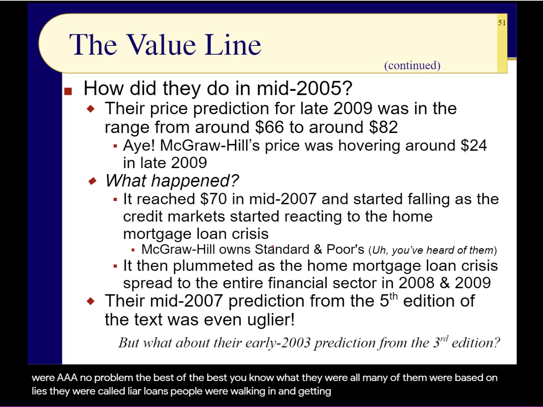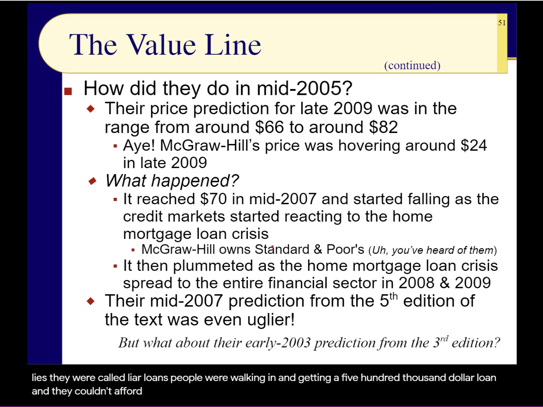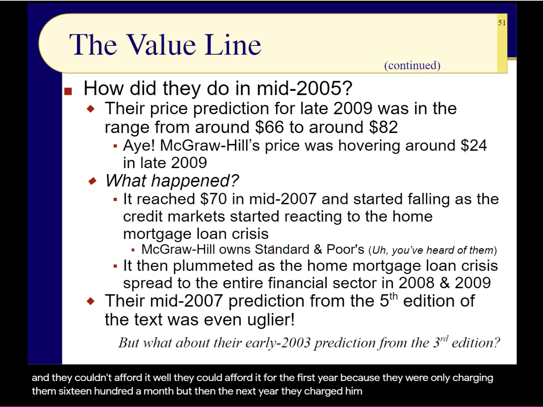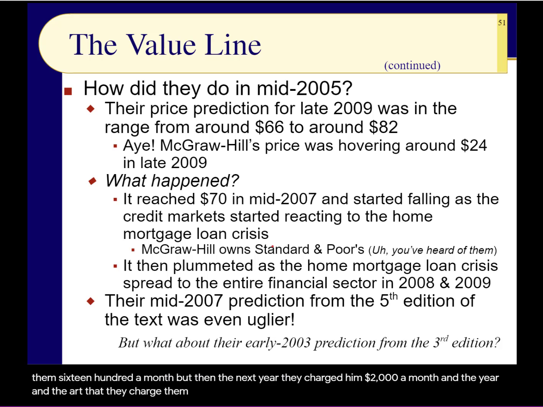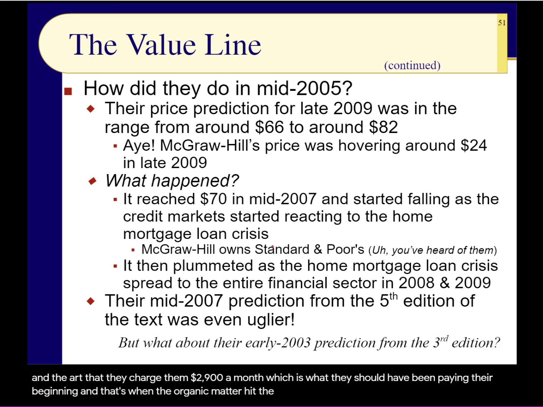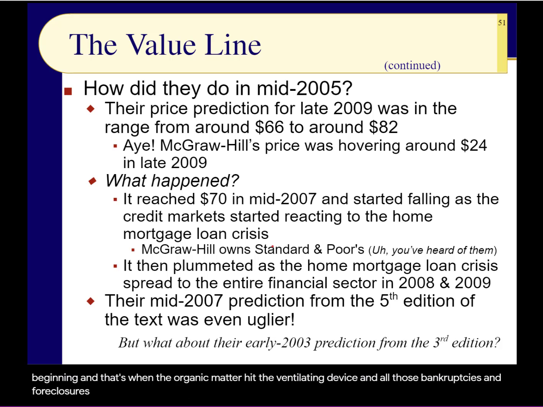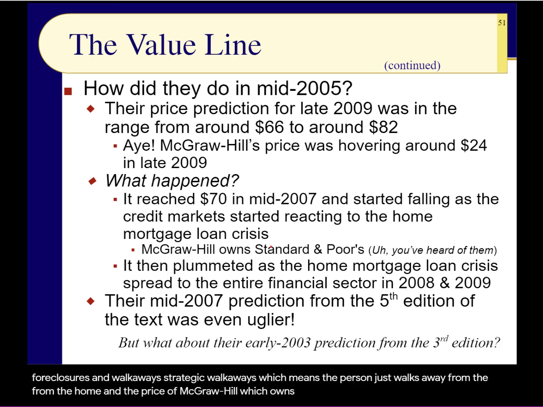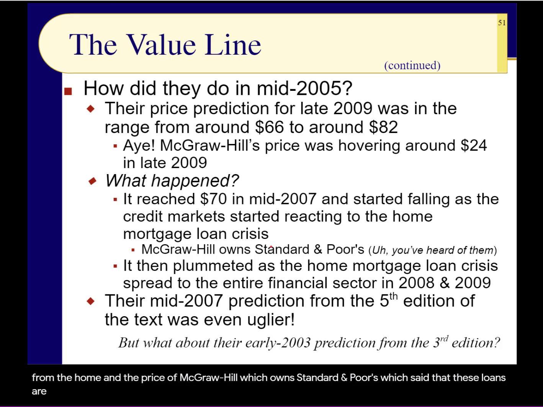People were walking in and getting a $500,000 loan, and they couldn't afford it. Well, they could afford it for the first year because they were only charging them $1,600 a month. But then the next year they charged them $2,000 a month, and the year after that $2,400 a month, and the year after that $2,900 a month, which is what they should have been paying at the beginning. And that's when the organic matter hit the ventilating device, and all those bankruptcies and foreclosures and walkaways, strategic walkaways, which means the person just walks away from the home. And the price of McGraw-Hill, which owns Standard & Poor's, which said that these loans are great, plummeted as the home loan mortgage crisis spread to the entire financial sector in 2008 and 9.